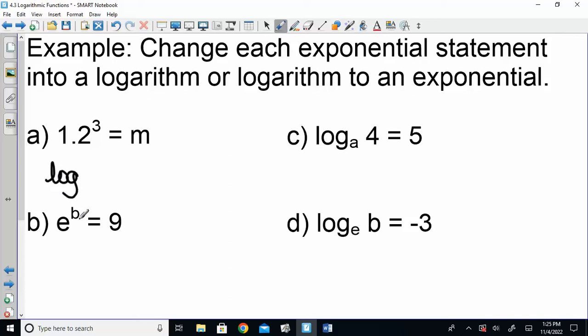So we put log. The base of the exponential is the same as the base of the logarithm, so it would be log base 1.2. You go across the equal sign, so of m, and it's equal to the exponent, equals 3.